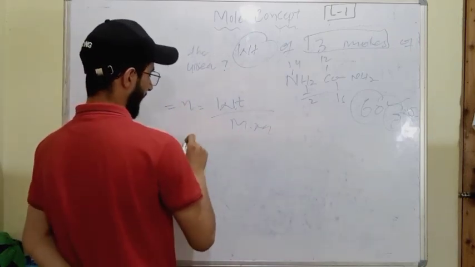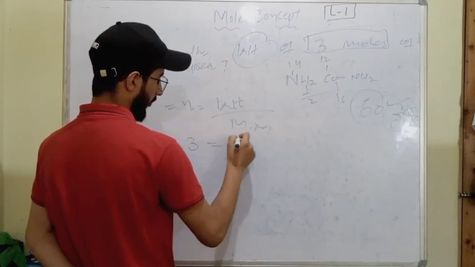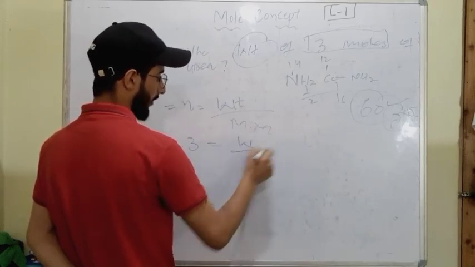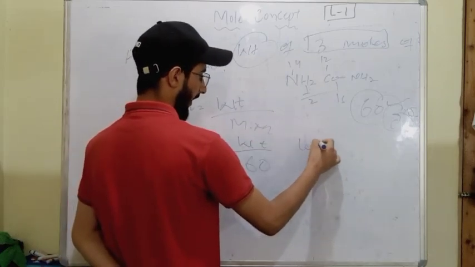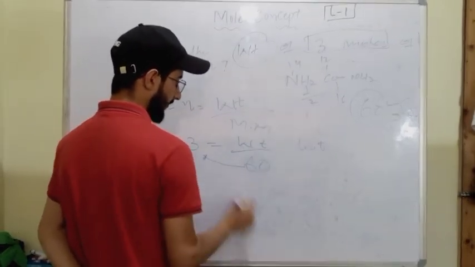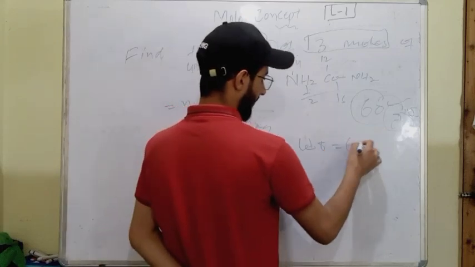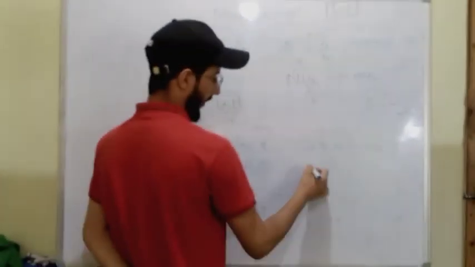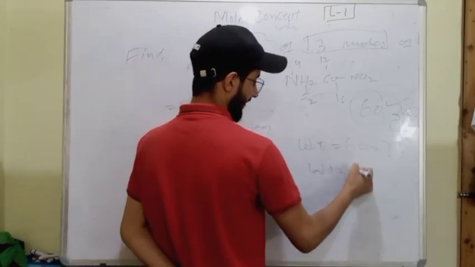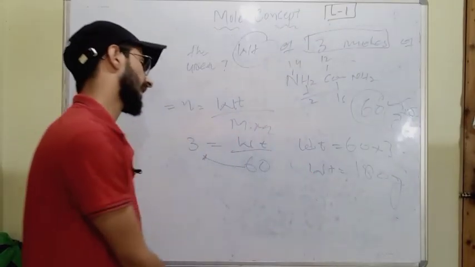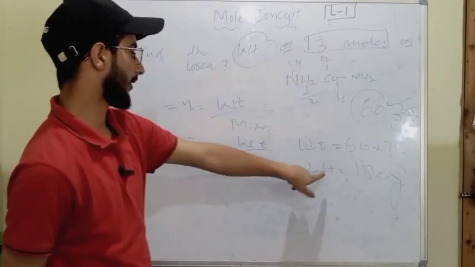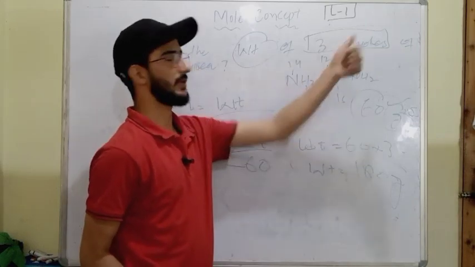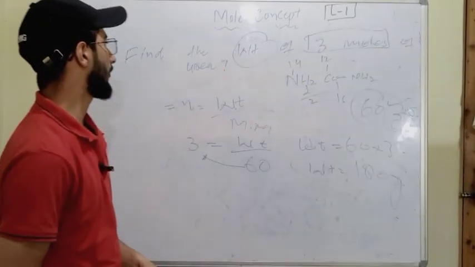So the number of moles, 3, is equal to weight upon the molecular mass, 60. So the weight will be equal to 60 into 3, which is 180 grams. So for 3 moles of urea we need 180 grams of urea.